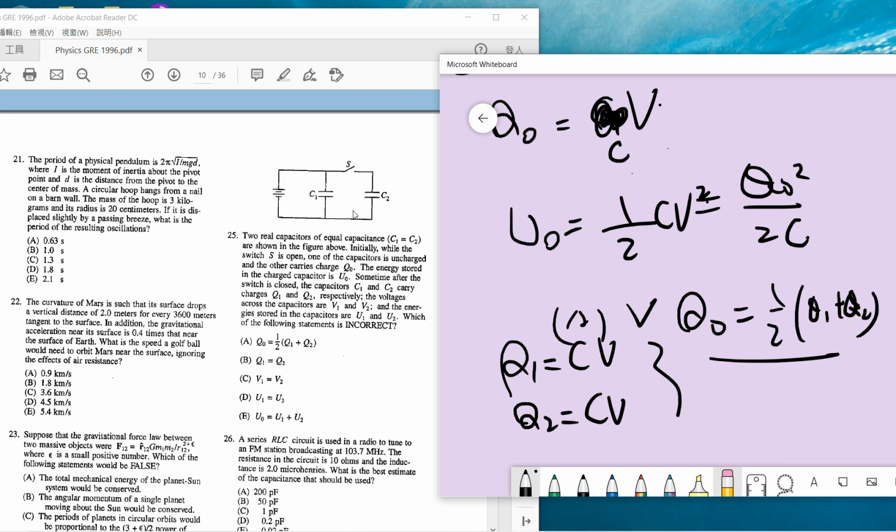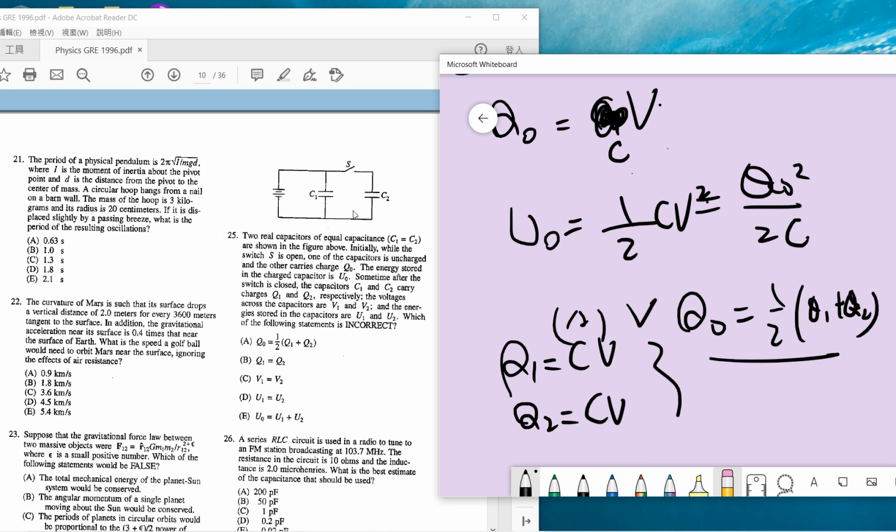Okay, B: Q1 equals Q2. Right. Q1 is CV, Q2 is CV. So simple. So V1 is V2. Trivial, right? U1 is U2. Trivial. So the remaining one is E.